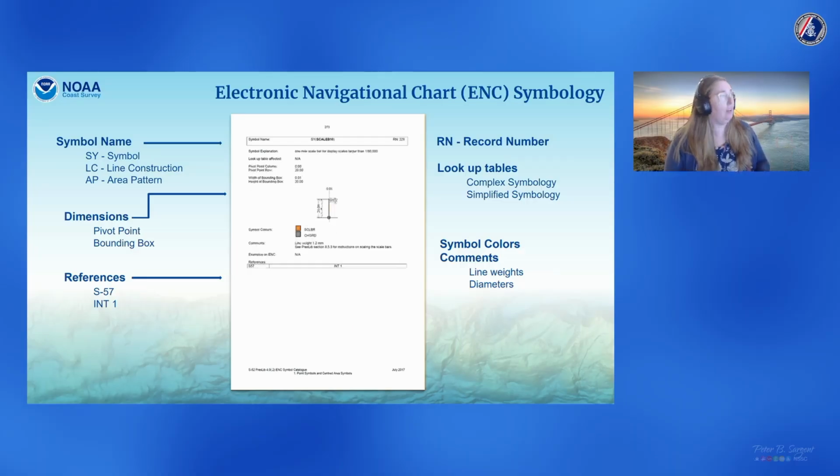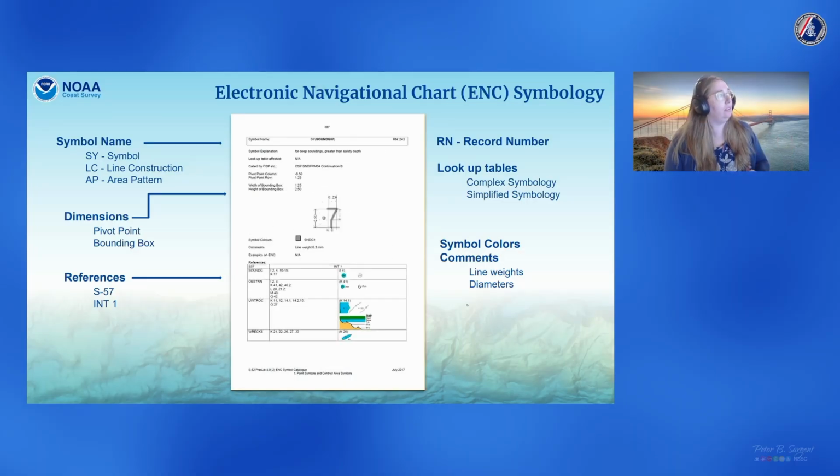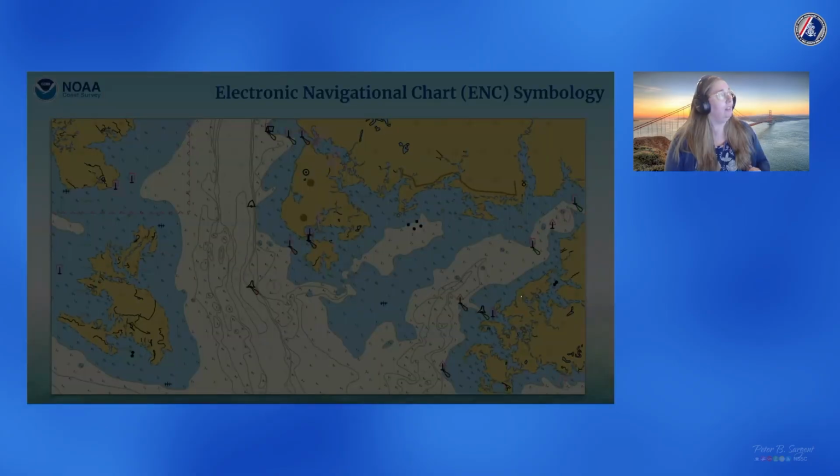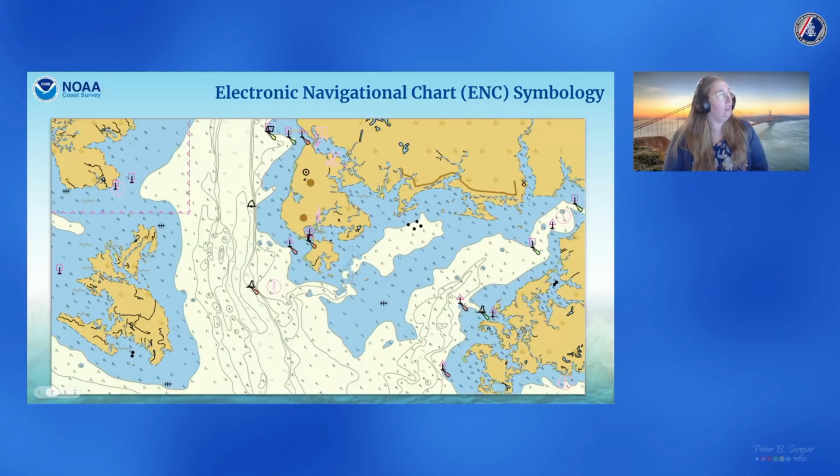And here's the S57 chart. This area is southern Maryland on the eastern shore. You can see I chose this area not because I'm familiar with it, but because it had a variety of chart symbols. We're not going to go through all of them, don't worry.